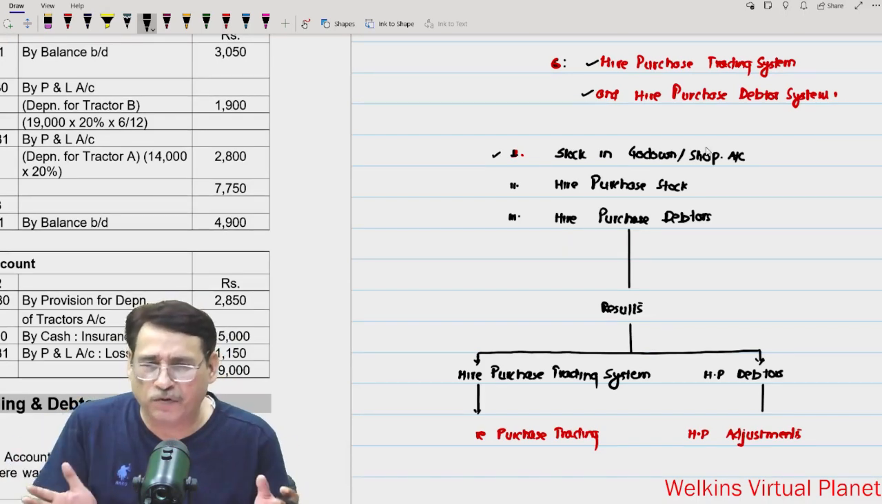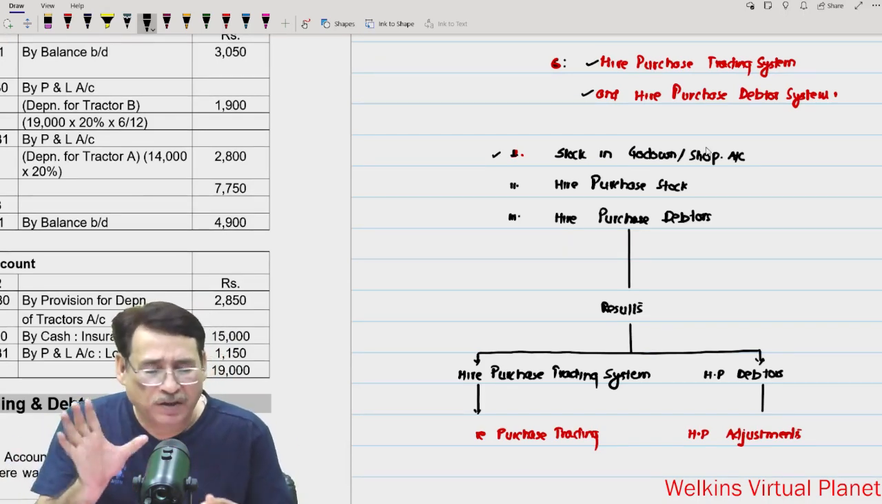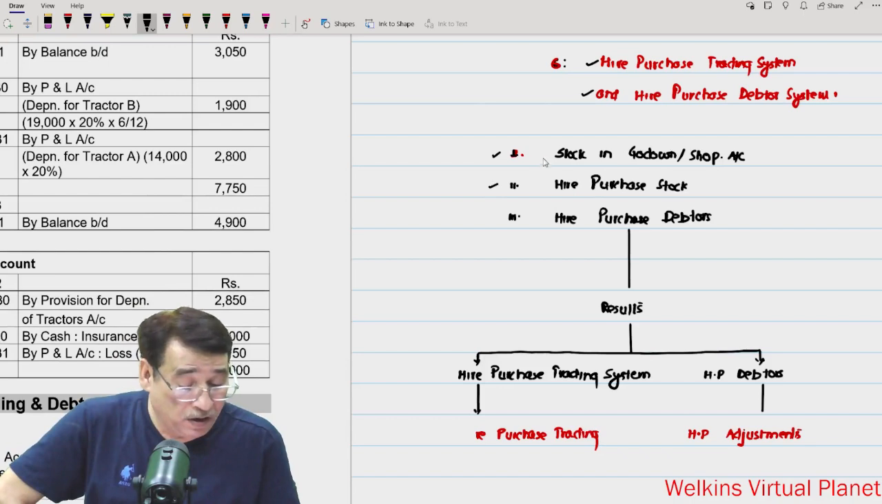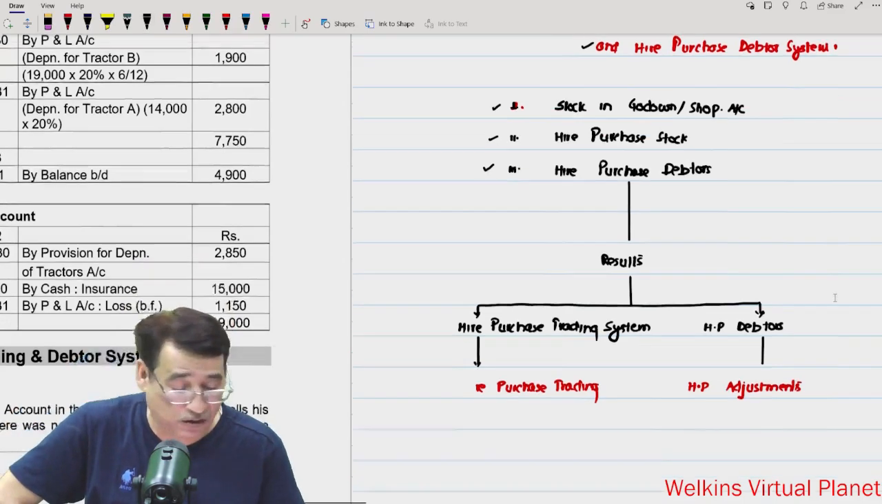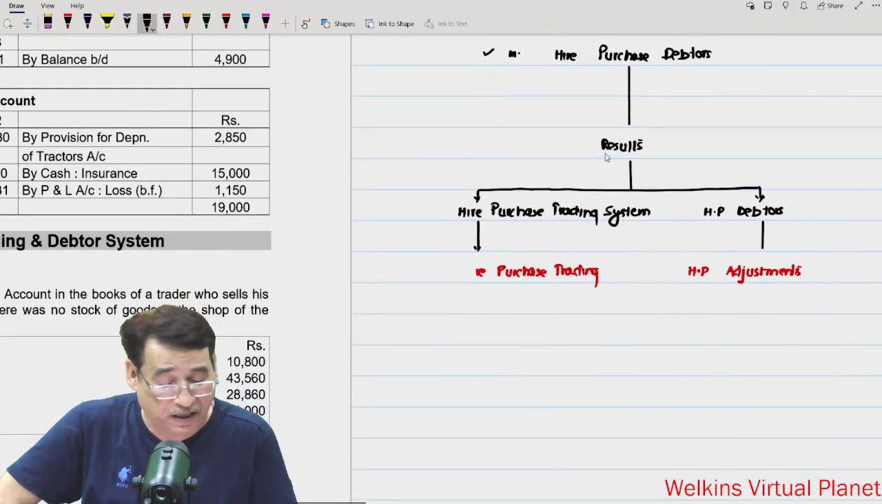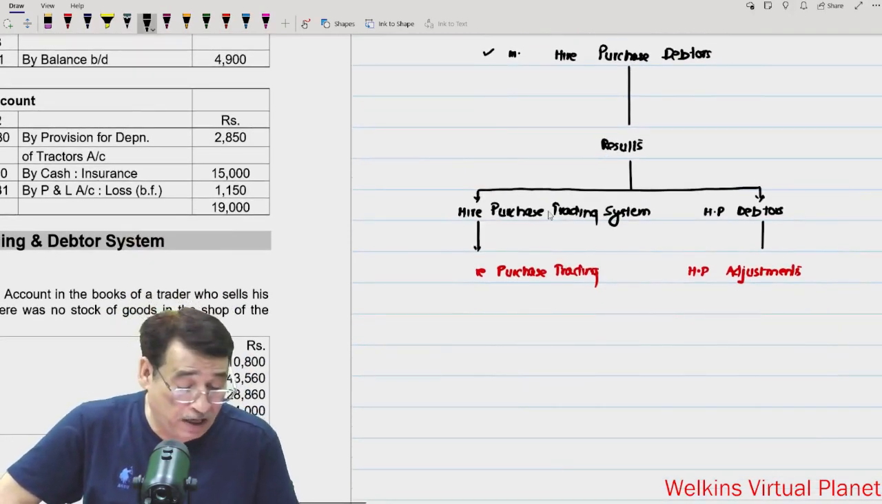Whichever system I am adopting, my first target should be to prepare the stock in go down account, stock in shop account, which are one and the same thing. Then the hire purchase stock account, and the third one is the hire purchase data account. Once I have prepared the three accounts, I can find out the results, as I told you, either by applying hire purchase trading system.